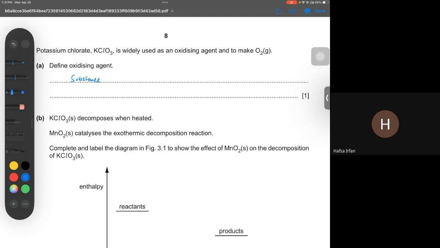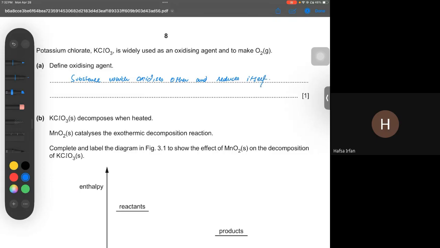Substance which oxidizes other and reduces itself.